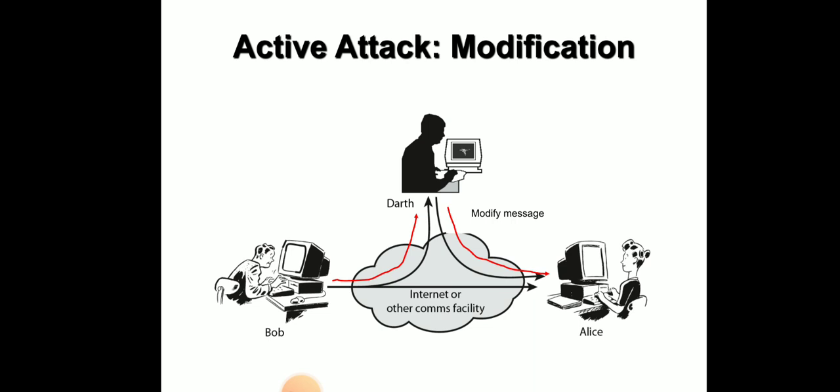Next is modification. In modification, Bob sent the original message to Alice. The intruder captures the message, makes some modifications in the message and sends it to the receiver side. The receiver thinks that it is an authorized message from Bob, but actually some modification has happened in between the sender and the receiver.